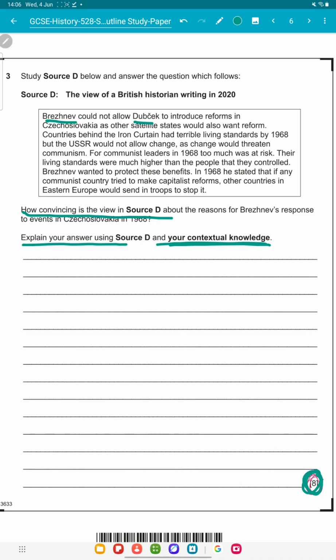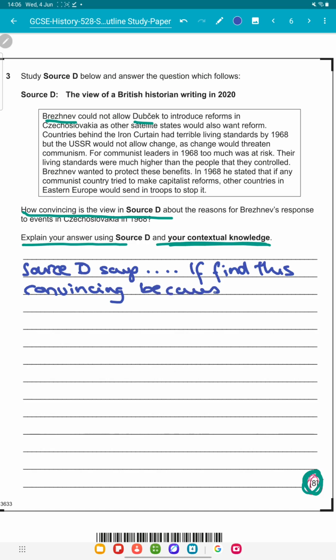So in this type of answer, you should be writing something along the lines of source D says whatever the view in the source D is. And then you say, I find this convincing because. And then that's where you bring in your own contextual knowledge.